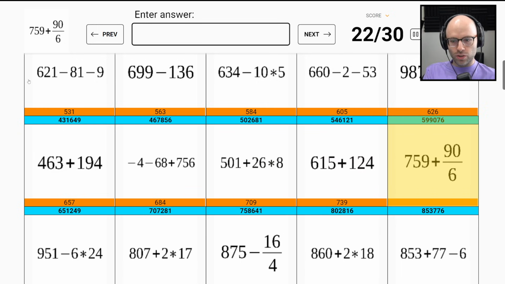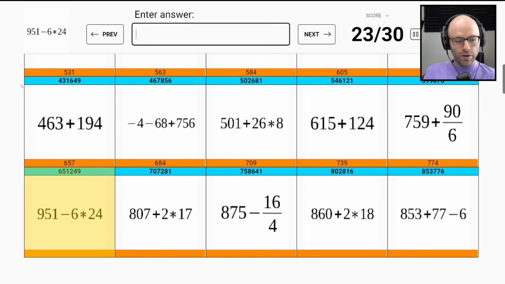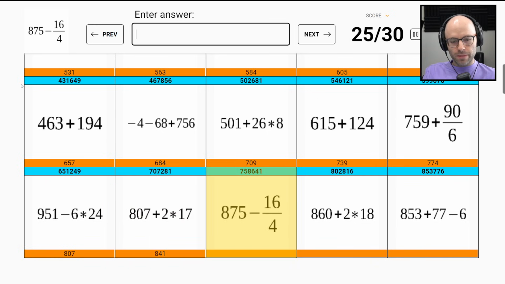739. We got 2 minutes left. I'd love to get a perfect score. That would be amazing. It's going to be tough, though. 90 over 6 is 15. Is 774. 6 times 24 is 144. We're looking at an 807 there. 807 plus 34 is 841. 871. 860 plus 36, 896. 853 plus 77 is 930, so 924. Okay.